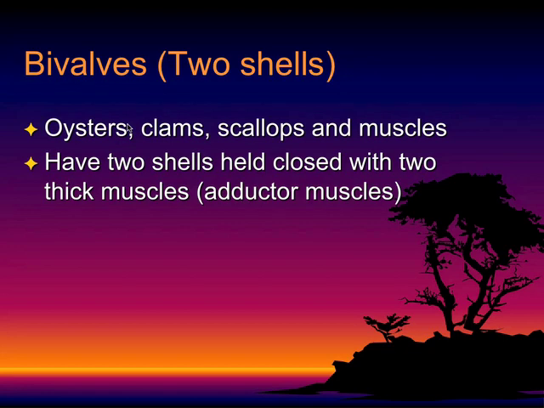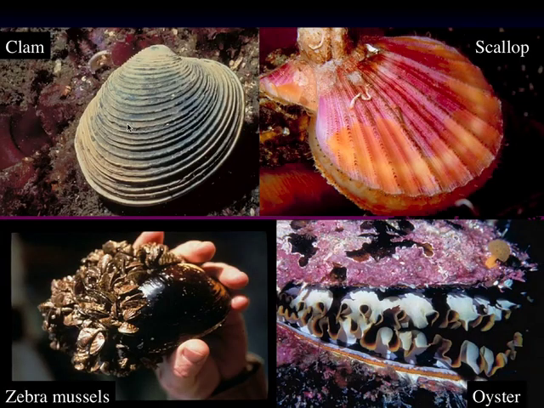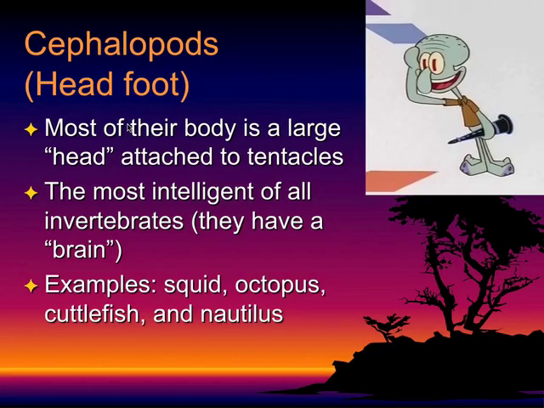Bivalves come next, and bi means two, and valve is referring to the shells. So in this category, we have oysters, clams, scallops, and mussels. And they have two shells held closed with two thick muscles. Clams, scallops, zebra mussels, and oysters are all examples of bivalves.